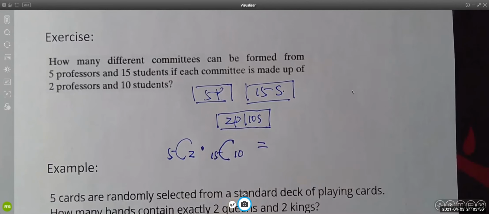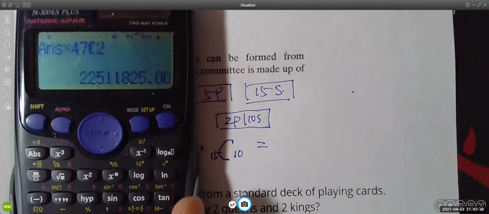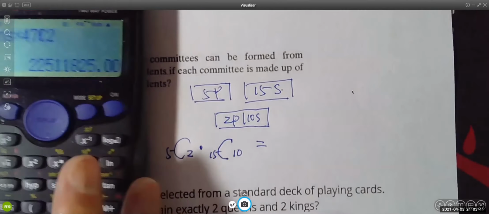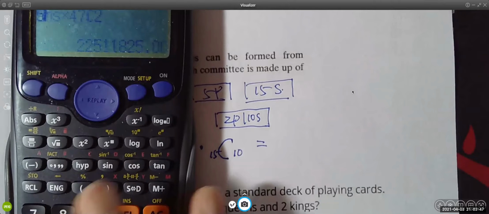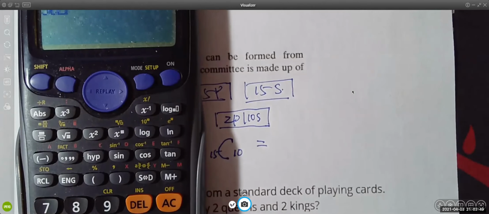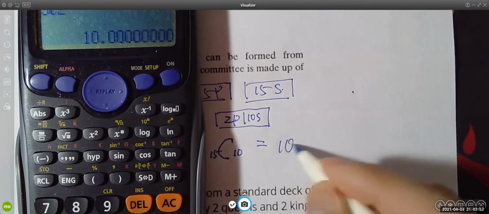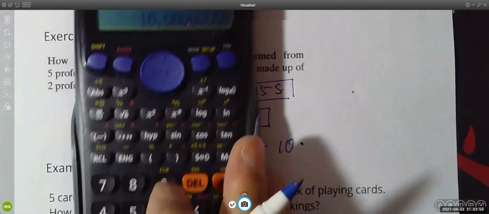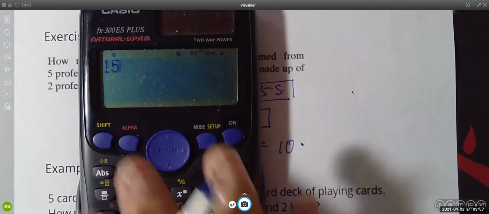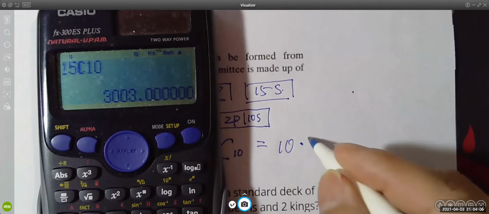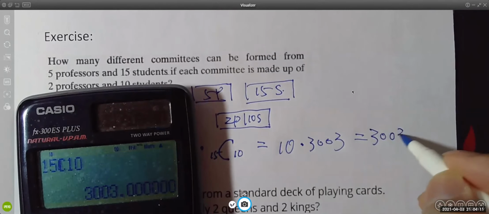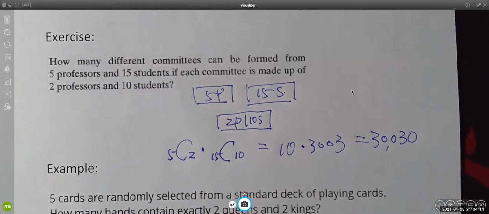So we just do this in one step. 2 out of 5, sorry about that. That should be 10. Yeah, that's 10. Times, we select 10 out of 15. I can do that in my head for this one. This one is big. Select 10 out of 15, yeah, 3003. So when you multiply by 10, just add 0 at the end. So we have a little bit more than 30,000 different committees.